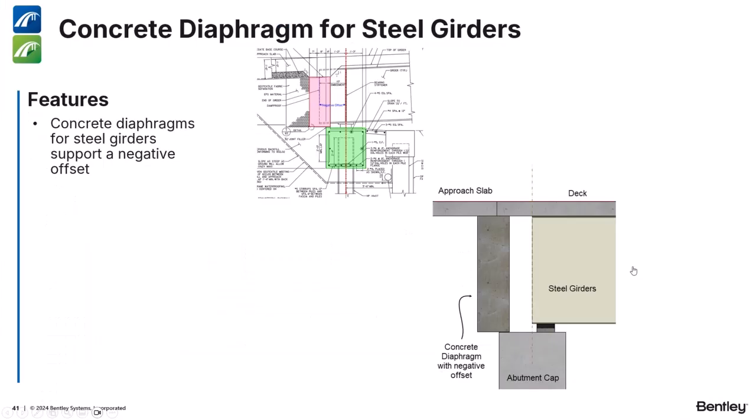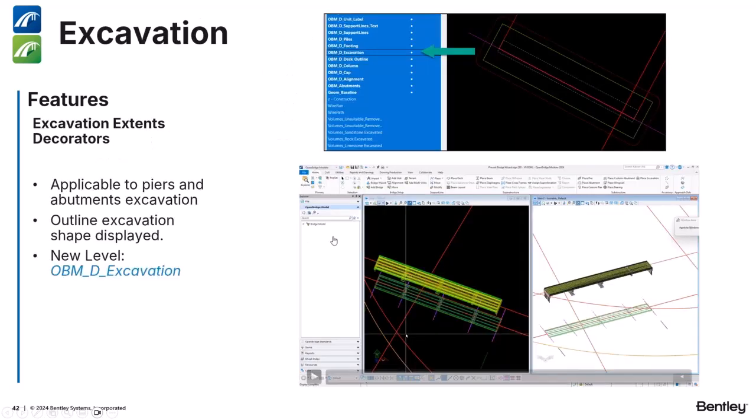Okay. What else? Concrete diaphragm for steel girders. Yes, we did have this option in our previous version, but it was not allowing a negative offset. So now, yes, we can just apply that negative offset to those concrete diaphragms, filling up the steel girders. So it's a matter of selection there.